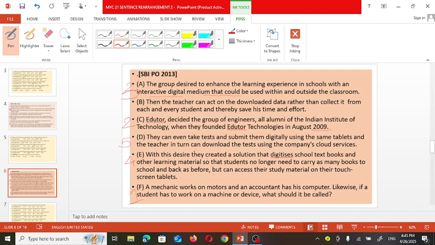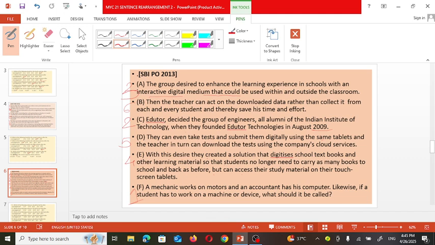And the teacher in turn can download the test using the company's cloud system. And at the end, the sixth statement will be, then the teacher can act on the downloaded data rather than collect it from each and every student, and thereby save his time and efforts. So the online education system is explained in this paragraph.